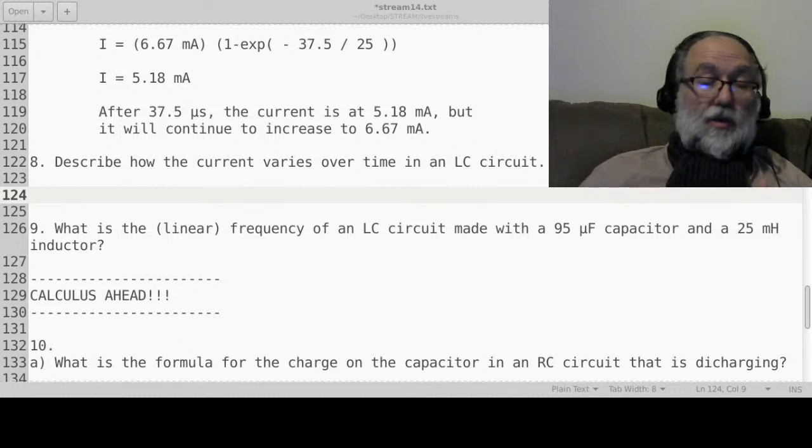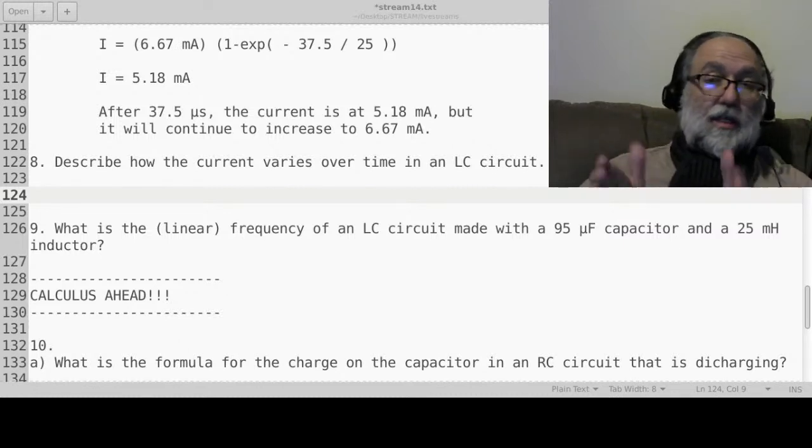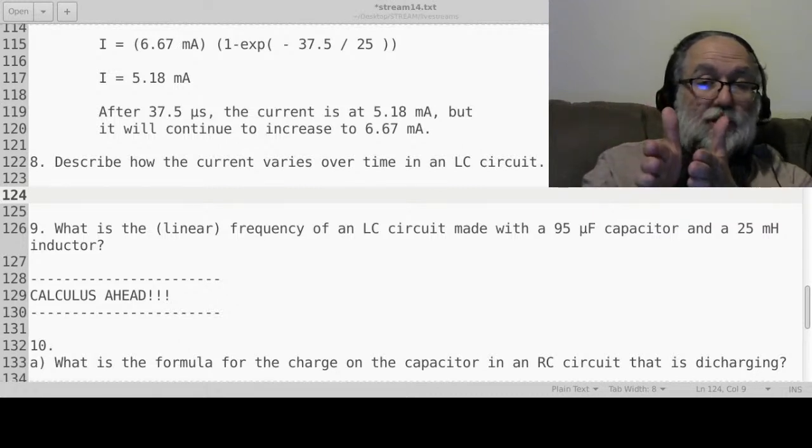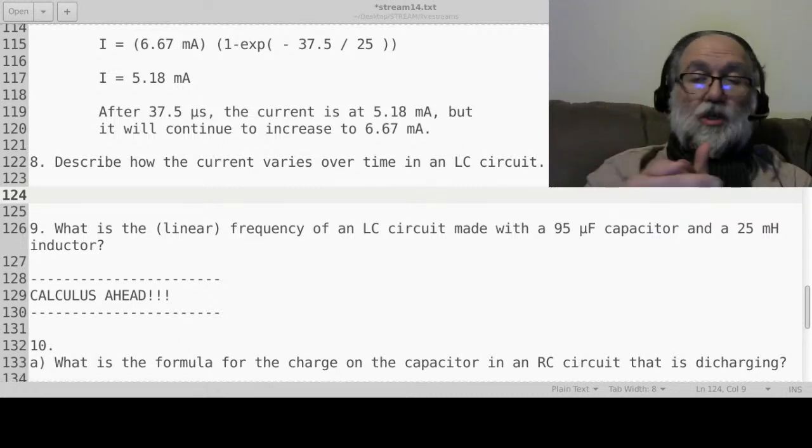Now the thing is that once that current is built up, the inductor says, look, I'm not going to stop this current. This current's going to continue going. So even when the capacitor is discharged, the inductor keeps pushing.